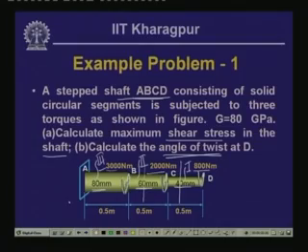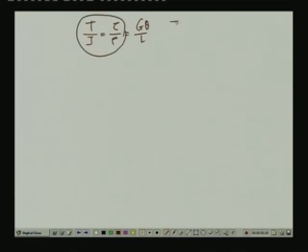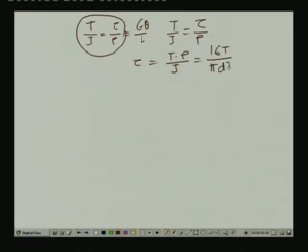Now, let us look into what will be the value of the stresses in each of these segments. If we compute the values, as we have seen in the past, T by J is equal to tau by rho is equal to G theta by L. So, if we take the first of these 2 values, T by J is equal to tau by rho, then tau is equal to T rho by J, and this gives us the value as 16 T by pi d cube, which we have seen earlier.